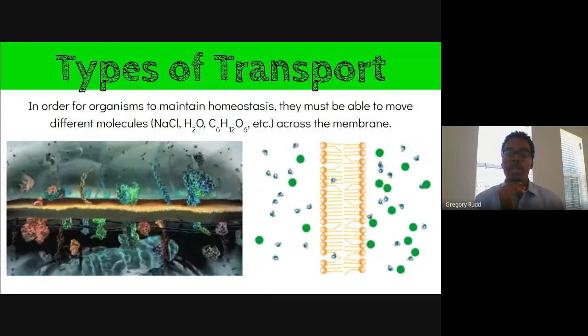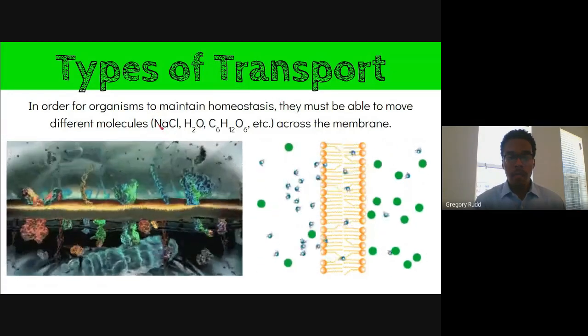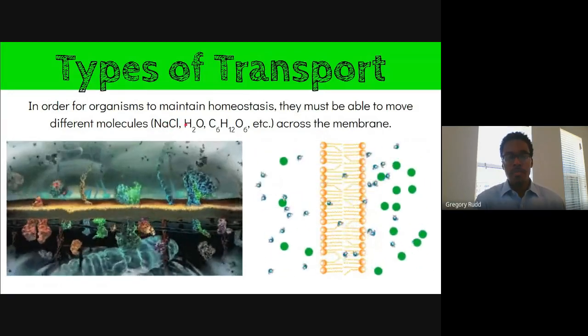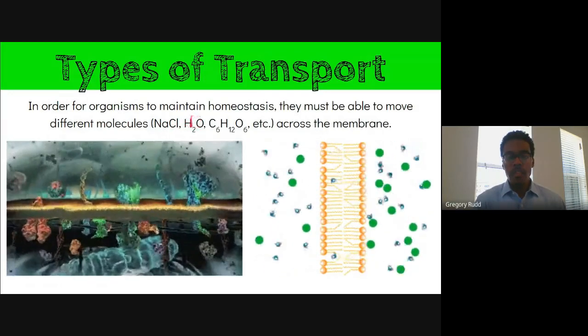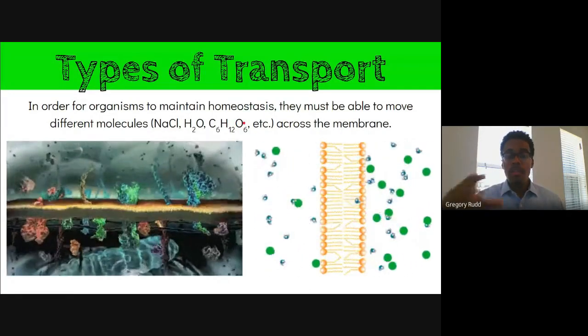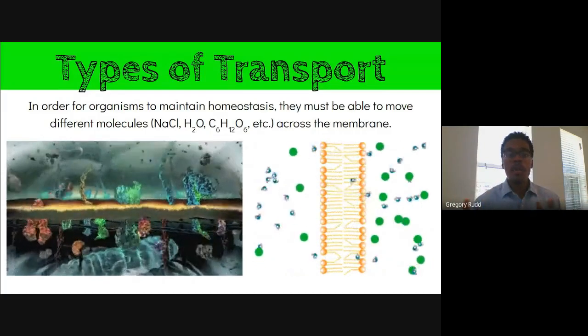Across the membrane. Some of these molecules that we think about are sodium chloride, which is NaCl. That's just table salt. We've also got H2O, which is water. We've got C6H12O6, which is glucose. So all of these molecules, all of these compounds are in flux. They're moving across the membrane.